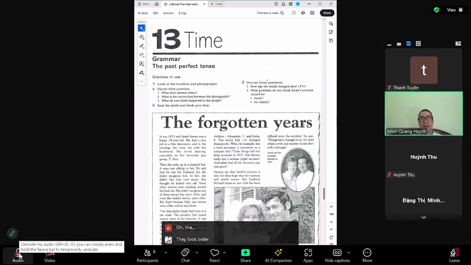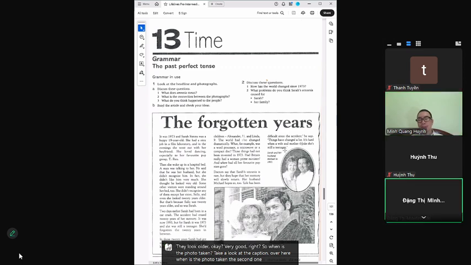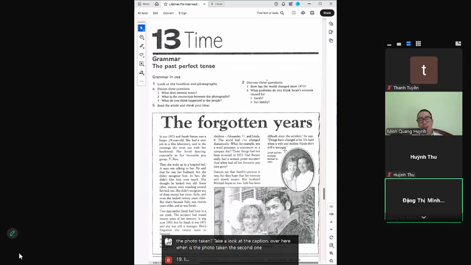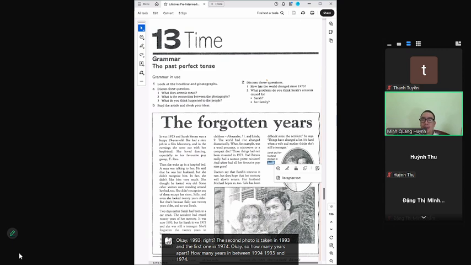Okay, very good. So when is the photo taken? Take a look at the caption over here. When is the photo taken? The second one. 1993. Okay, the second photo is taken in 1993 and the first one in 1974. So how many years apart? How many years in between 1993 and 1974?